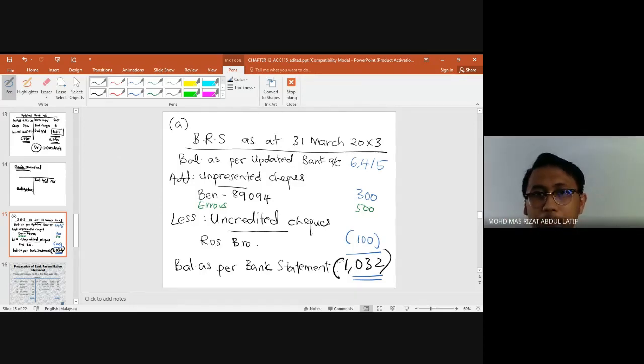Okay. Understand? Balance as per updated account, campur uncredited check, tolak uncredited lodgement dapat negatif 1032, betul. Tapi kalau you dapat positif, salah lah. Walaupun amount dia betul, tapi you dapat amount positif, dan salah. Dia mesti negatif 1032. Itu maksud dia. Okay. Dapat? So itu maksudnya adalah overdraft bank.